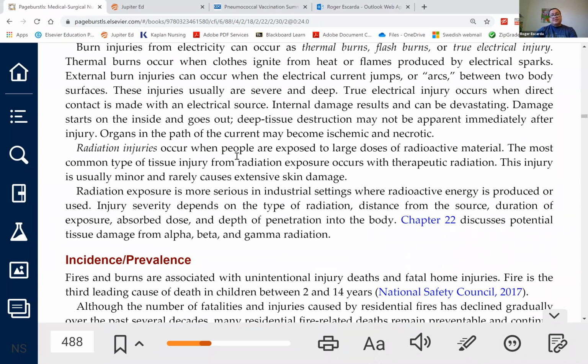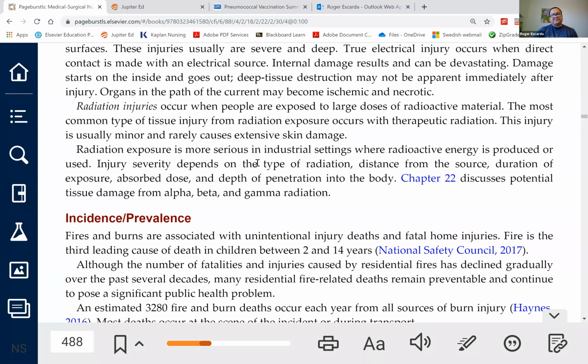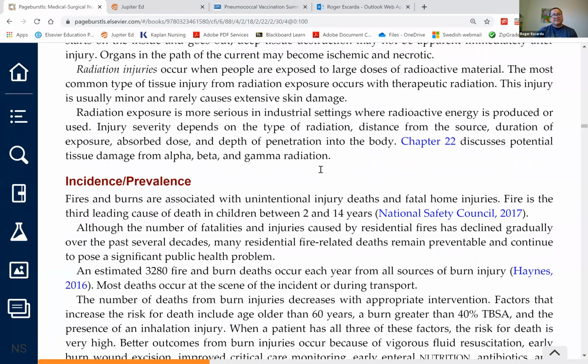Finally, radiation burns. We already covered radiation burns in chapter 22 under cancer treatment, though that was radiation therapy. So we had radiation damage there. Radiation can not only come from therapeutic radiation, which is what we use for cancer treatment, but also in industrial settings. Let's say you work in a nuclear power plant, or making nuclear weapons. Okay, so those are still radiation.